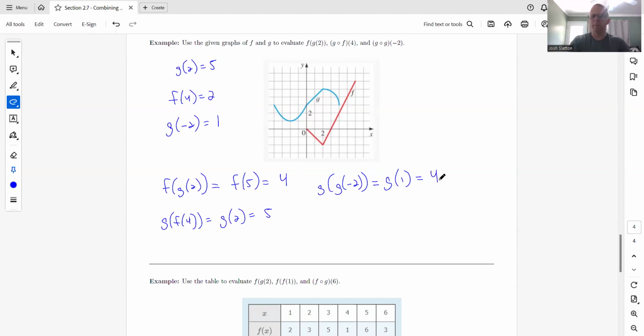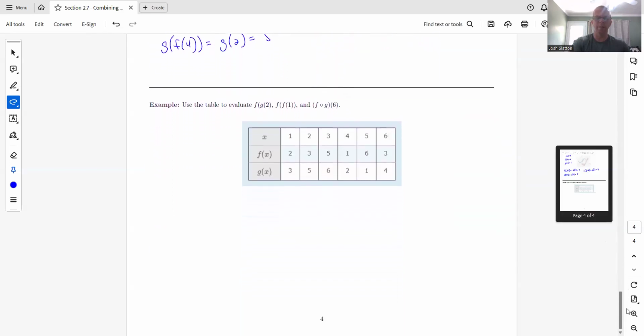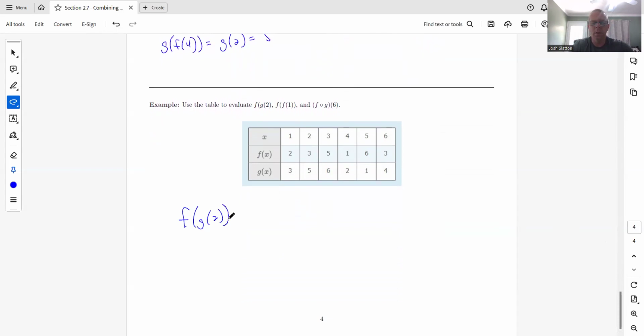Okay, so those are, I think, pretty easy once you get the hang of them. Nothing too hard. Just pay attention to which one is the input, which one is the output, because it definitely could change. And then the last example, this one's similar to the graph. Here we have a table, and so let's find f of g of 2. And so what is g of 2? g of 2 is 5. We need f of 5. So here's 5. f of 5 is 6.